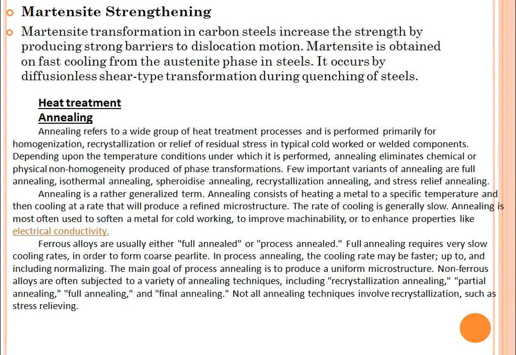In the process of annealing, cooling rate may be faster up to and including normalizing. So the main goal of processing with annealing process is to produce uniform microstructure. Partial annealing, full annealing and final annealing are the three stages of annealing where we can do. Not all annealing techniques involve recrystallization and stress relieving.